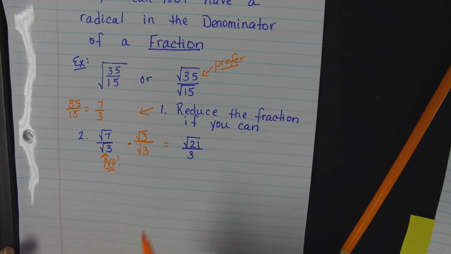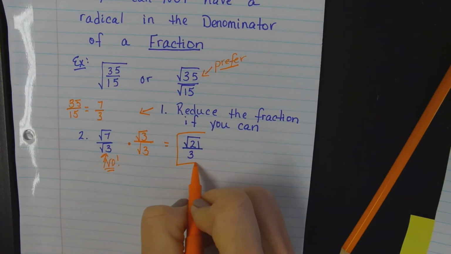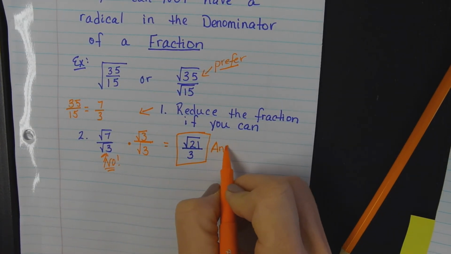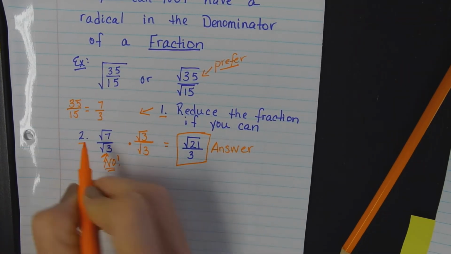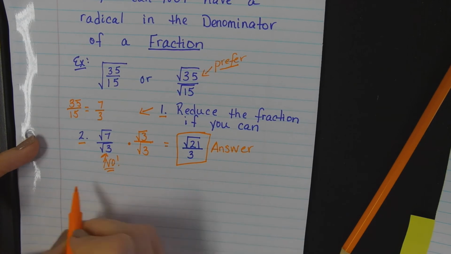Let's do another one. Your step is reduce the fraction, then multiply. Let's look at another example.